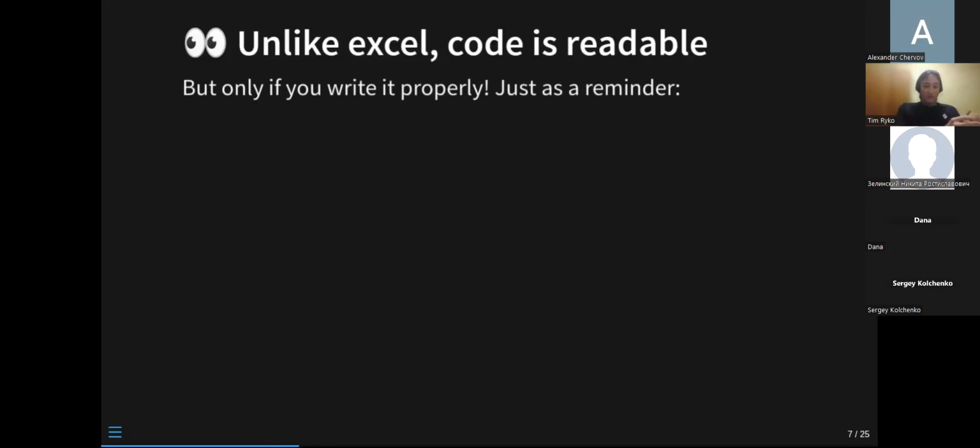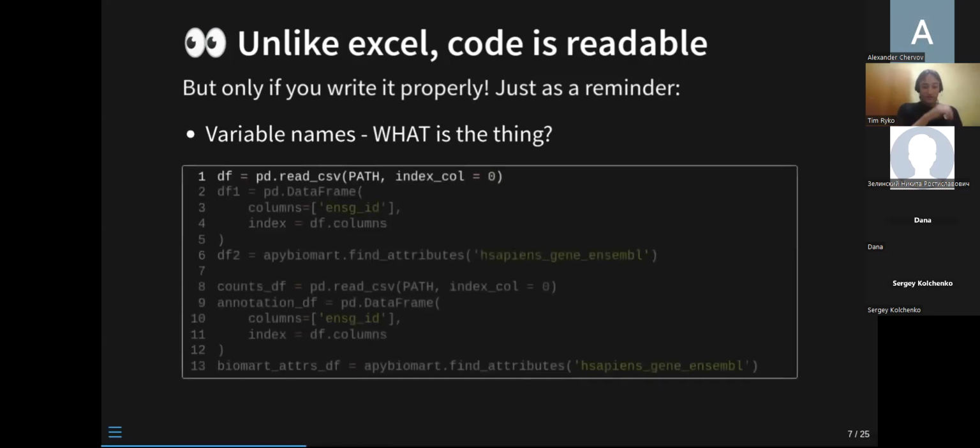So yes, we can read the code which is written by other people, but only if we write it properly. So just as a reminder, some important principles, I guess. Variable names should be not random. They should tell what is the thing. So here is just a quick example. Imagine we have some data which we want to annotate. We read this data. We also create a data frame where we're going to place our annotations.